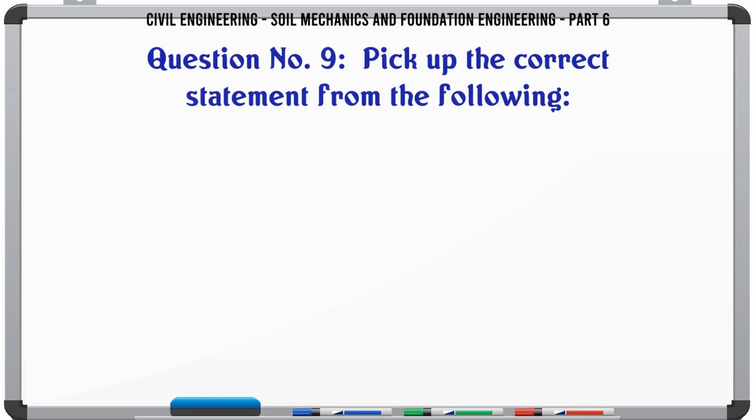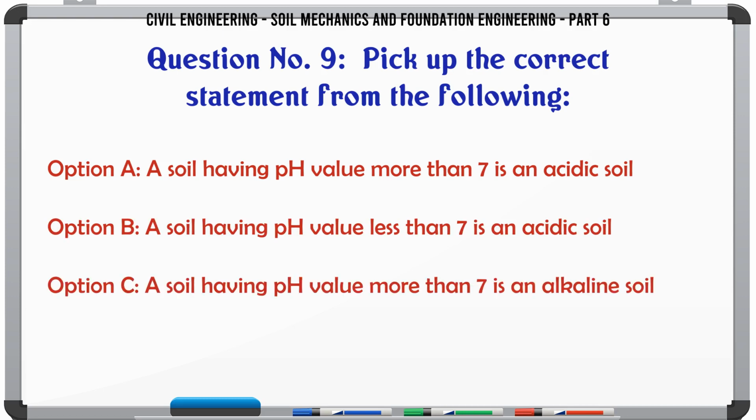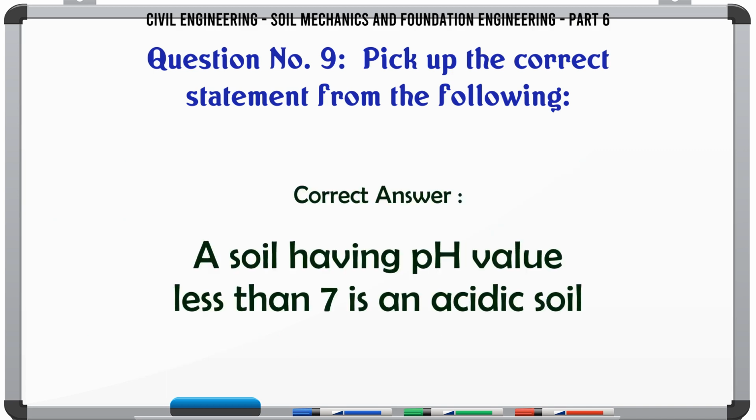Pick up the correct statement from the following. A. A soil having pH value more than 7 is an acidic soil. B. A soil having pH value less than 7 is an acidic soil. C. A soil having pH value more than 7 is an alkaline soil. D. A soil containing chemicals for the manufacture of Portland cement is preferred. The correct answer is a soil having pH value less than 7 is an acidic soil.